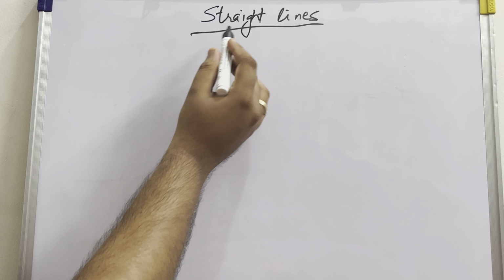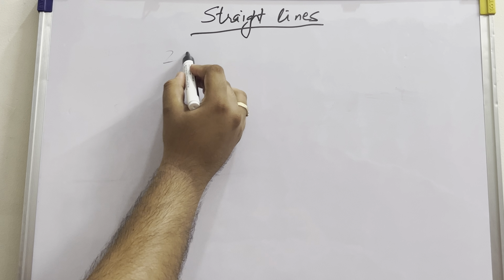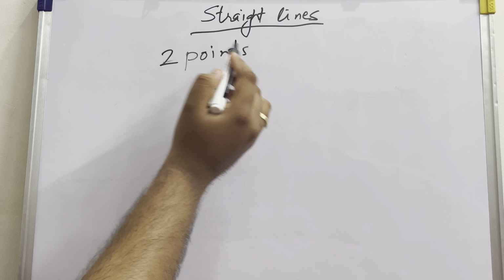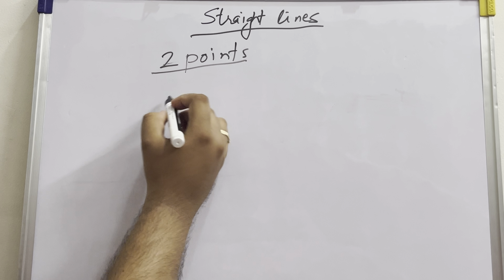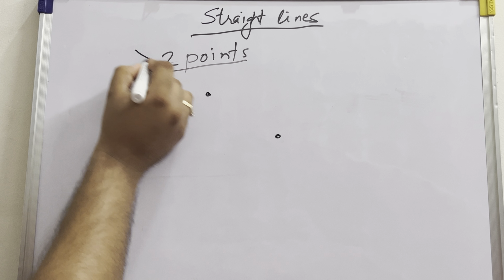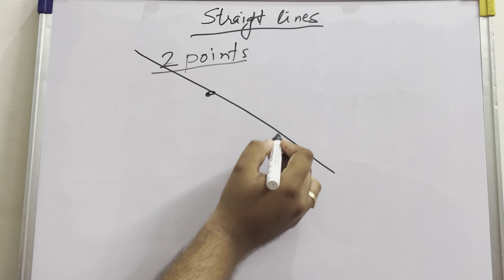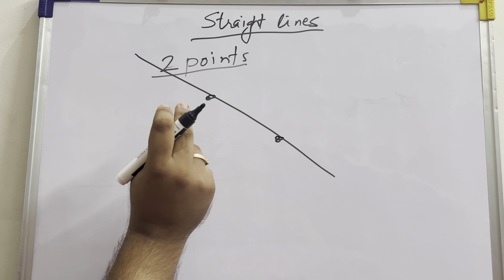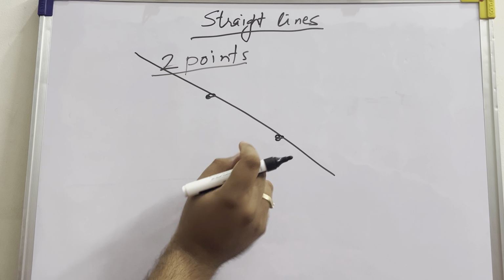In order to make a straight line you need 2 points. So you have to be very careful. In order to plot a straight line you need 2 points. So what are the 2 points? You have 1 point, you have 1 point here. You join these 2 points, this will form a straight line. So minimum 2 points are needed to form a straight line. So you have to keep this in mind.